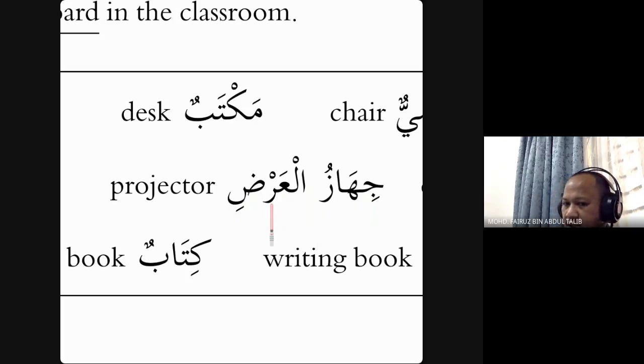Jihazul ard. Okay. So jihaz literally means equipment. Any equipment, you call it jihaz. Computer, you can call it jihaz. TV, you call it jihaz. So electrical equipment, normally you call it jihaz, or other equipment. First, that is the general meaning for the word jihaz.